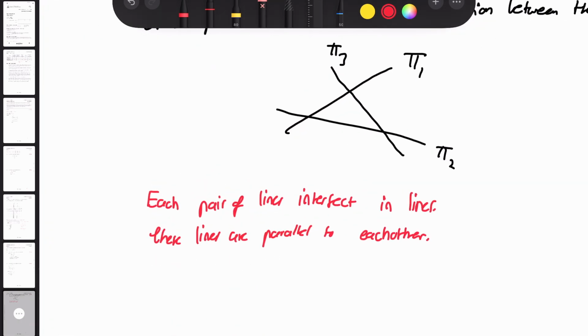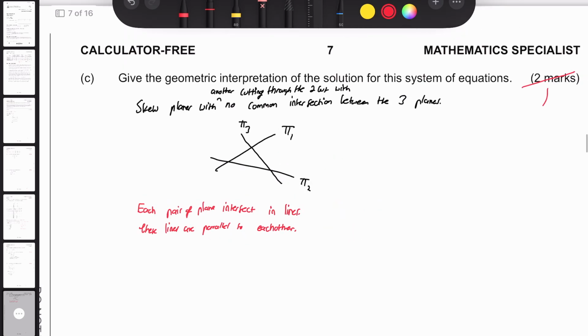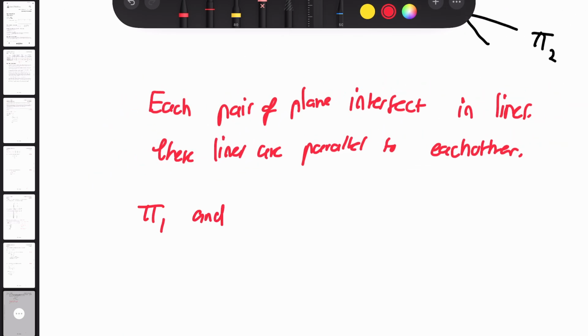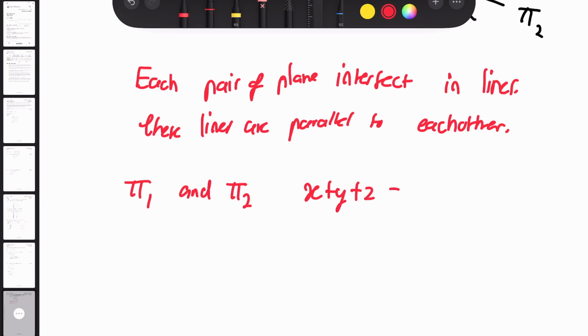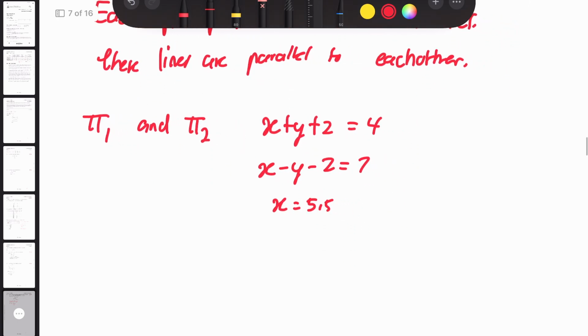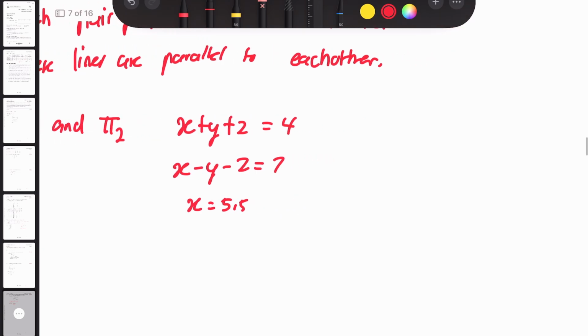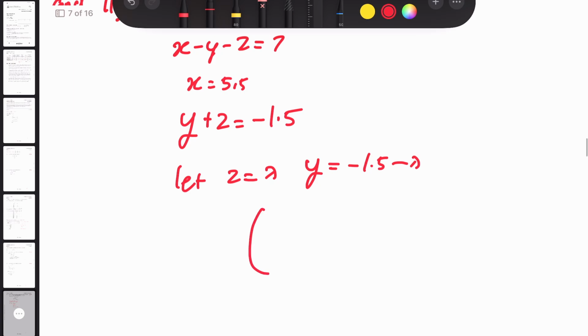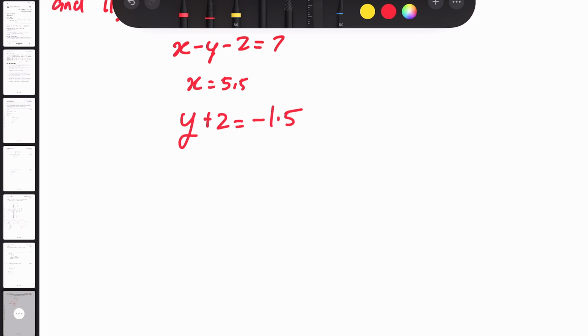Here, my explanation. So this was very smart. I like this, where they say each pair of planes will intersect in a line, but these lines are parallel to each other. For example, if we have plane 1 and plane 2, which is x plus y plus z equals 4, and then x minus y minus z equals 7, so then x equals 5.5, and then y plus z is going to be equal to negative 1.5. So then let z equal lambda or something like that, then y is equal to negative 1.5 minus lambda. So then the line would be like whatever, and the same for the other lines, which would be very cool. So that was quite smart, I think.